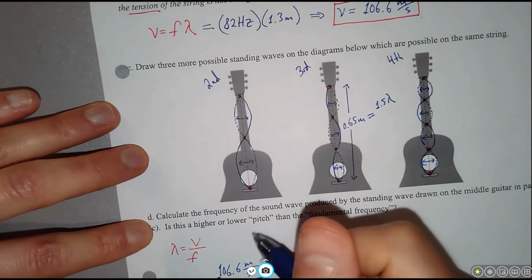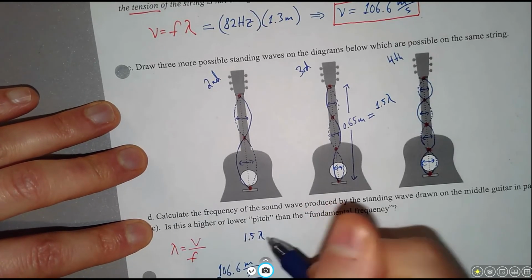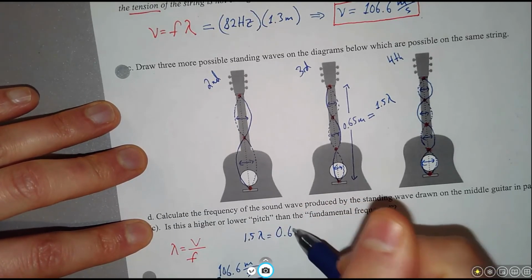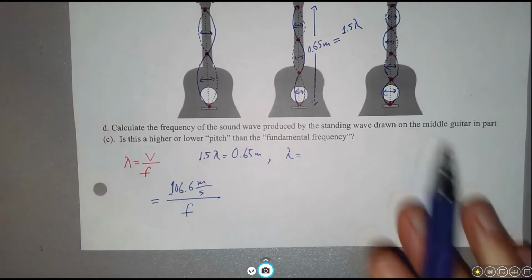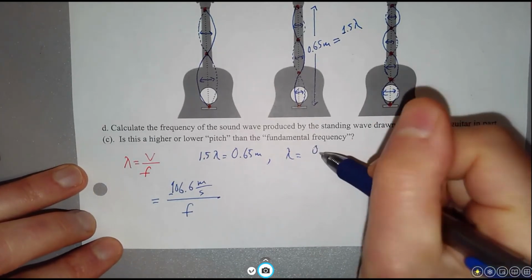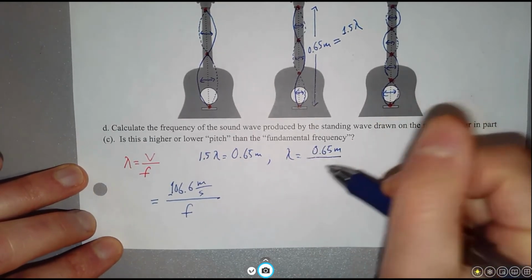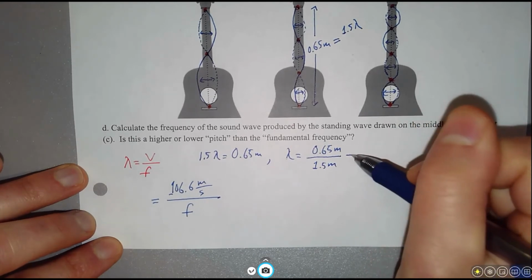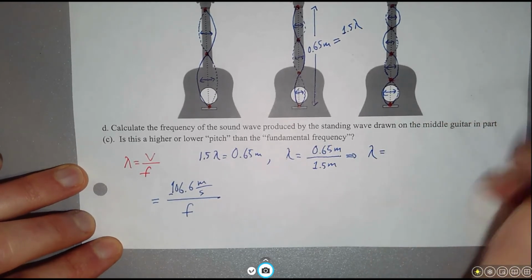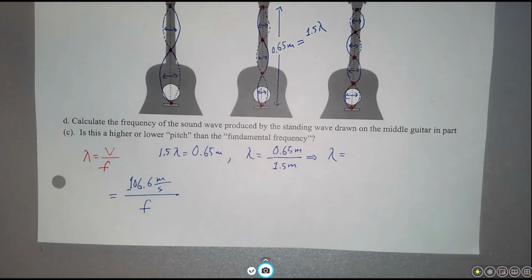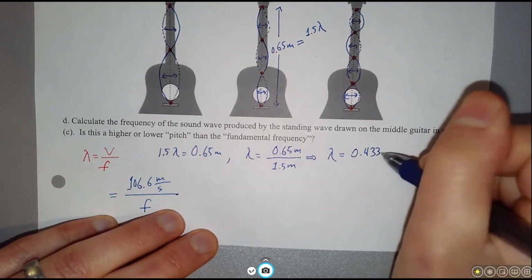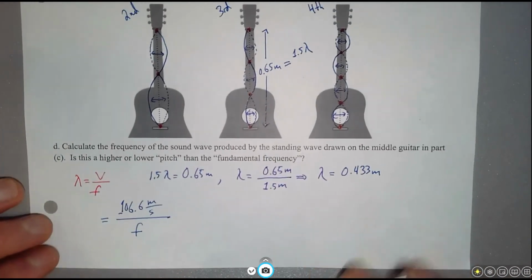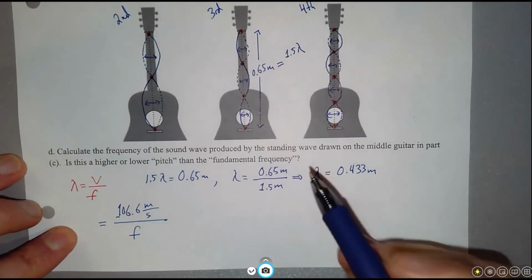So let's do that down here. We know that 1.5 wavelengths is equal to our 0.65 meters. So let's divide each side of that equation by 1.5. Wavelength will be equal to 0.65 meters divided by 1.5. So the wavelength of the waves moving through that string is about 0.433 meters. That's less than 0.65 meters.